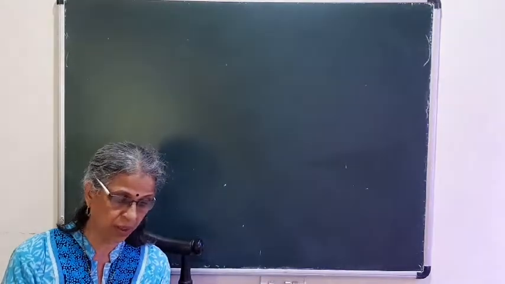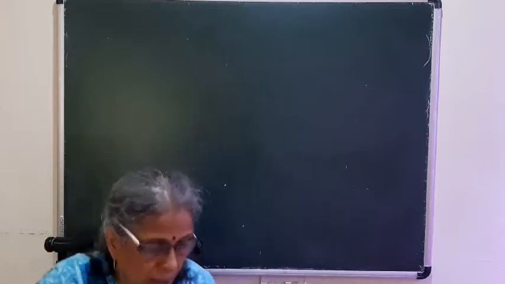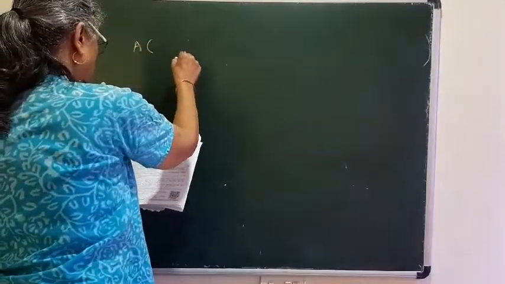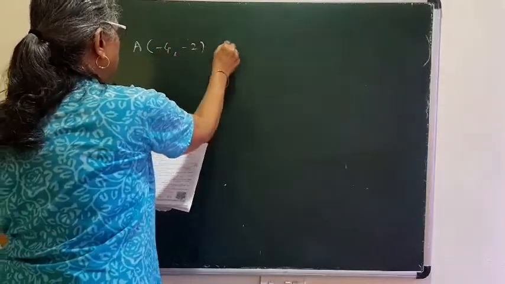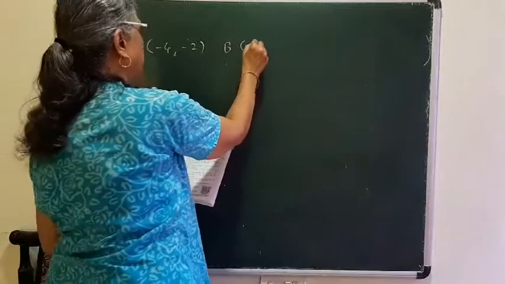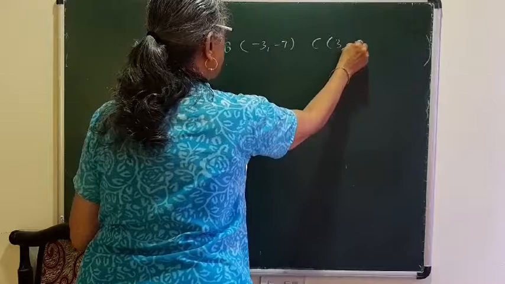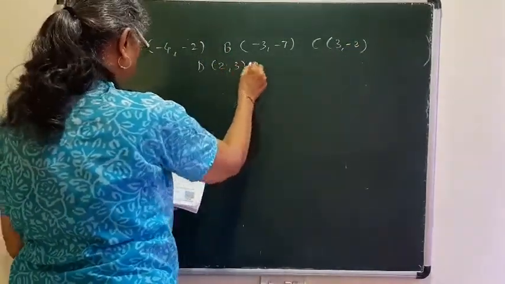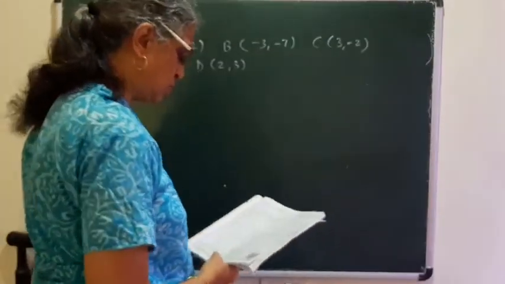Sum number 18, find the type of quadrilateral if points A -4, -2, B -3, -7. So coordinates of A are -4, -2. Coordinates of B are -3, -7, C 3, -2 and D 2, 3. If they are joined serially, so here we are going to do what?